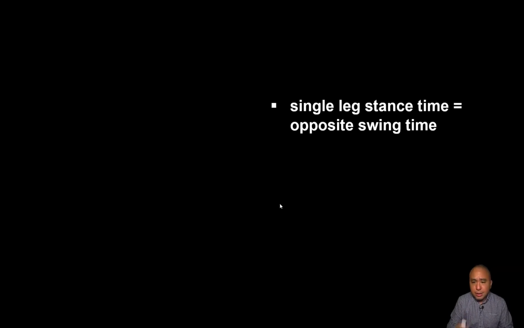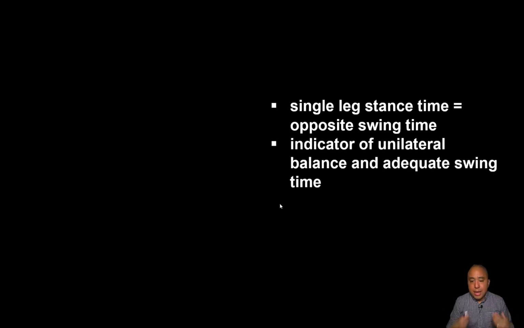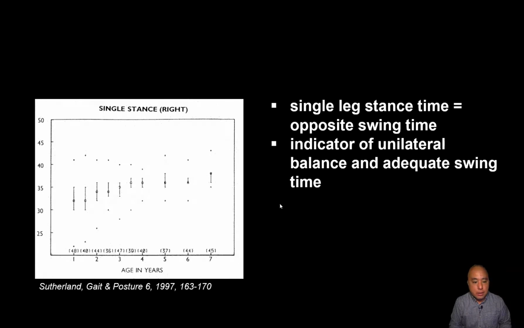So single leg stance time is essentially the same thing as opposite swing time. So this is while the contralateral leg is swinging forward, the entire body weight is on one side. So that is an indicator, as I mentioned earlier, of single leg or unilateral balance, right? In order for the contralateral side to swing forward. So the important muscles that are active during that time are what? The hip abductors. So that is an indicator of balance.